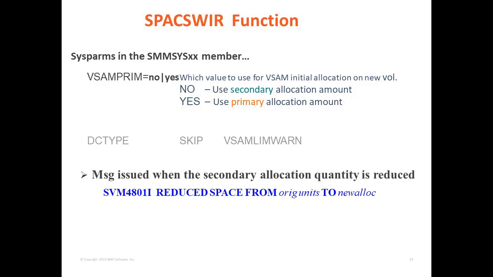We've discussed VSAM lim warn as a global. Skip is used to bypass the global level what no check provides in the R-list member. Skip would bypass contig, EXCP, note, and point logic during a volume switch. DC type is used to provide the same device characteristics for cached volumes during a volume switch. In today's technology, DC type is rarely used. The message that is displayed looks similar to the SPACSECR message, the original space units and the new space units.